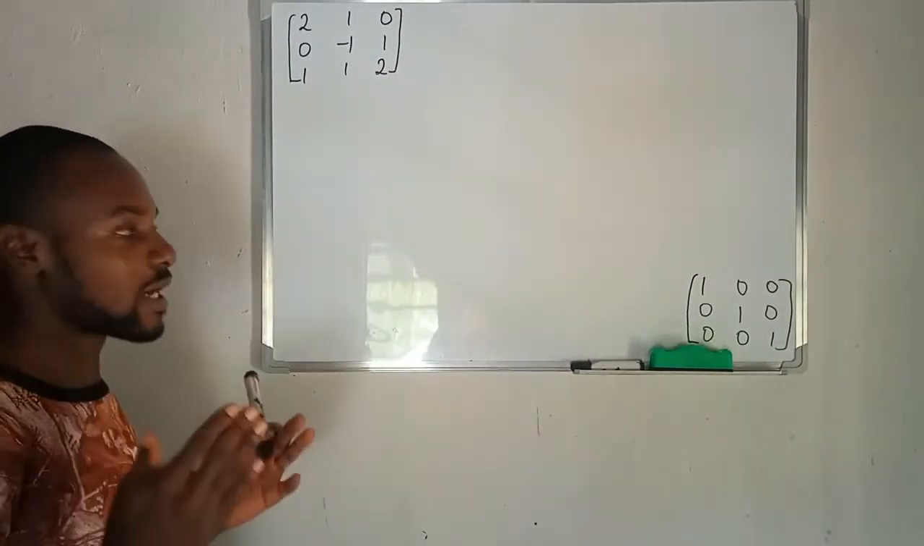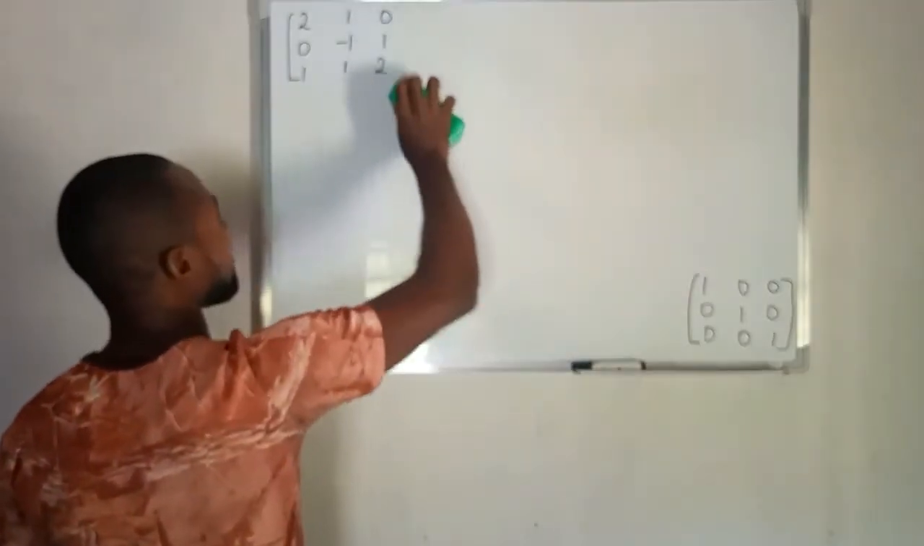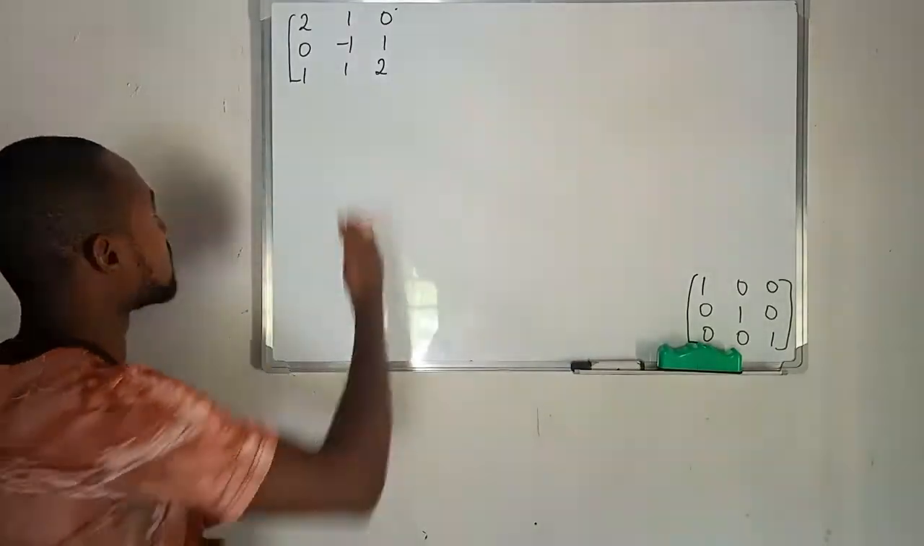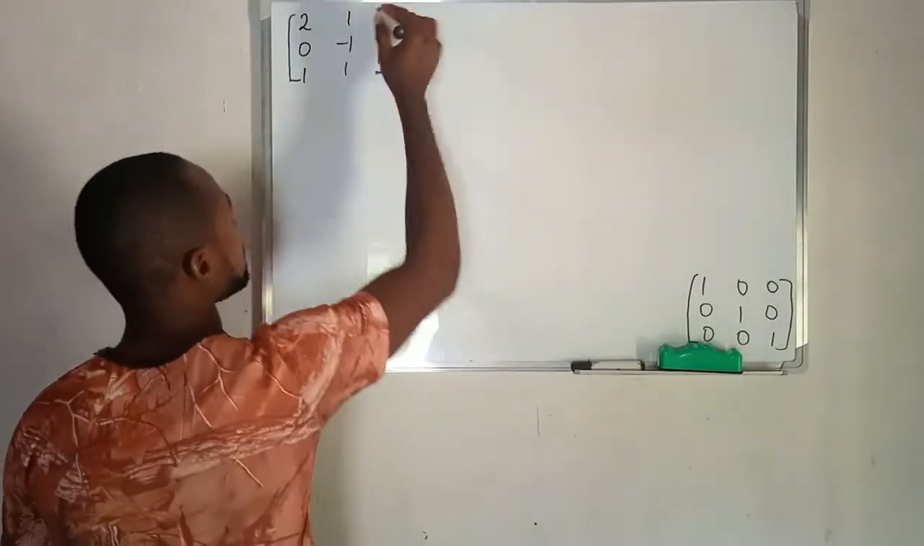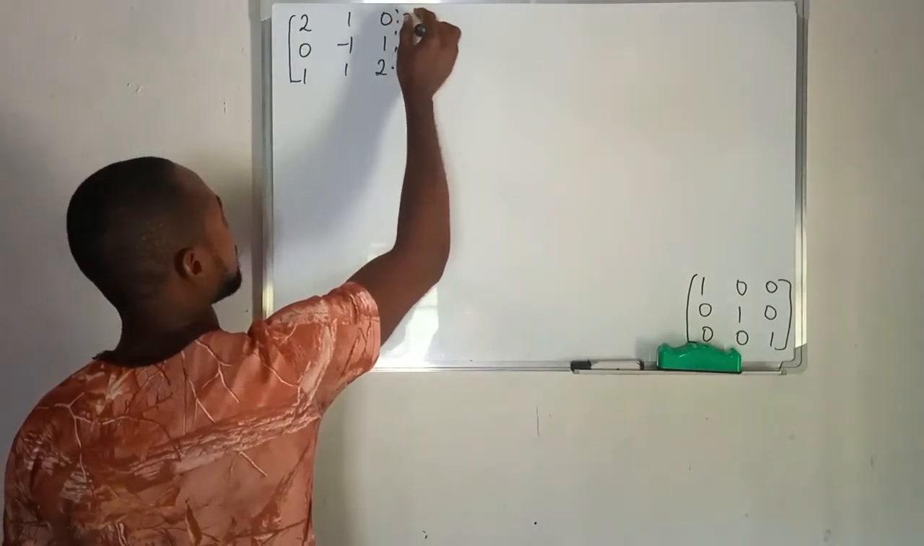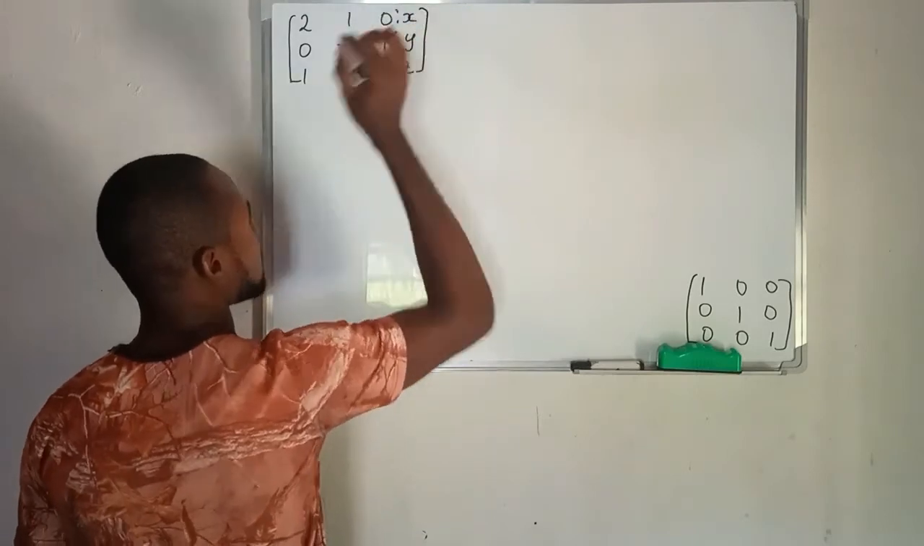So the first thing that I'm going to do is remove this line that I have here and then add some symbols or some alphabets to our row. So right here I'm going to just augment this matrix and then add some alphabets. I'm going to use X, Y, and Z, and so we have something like this.